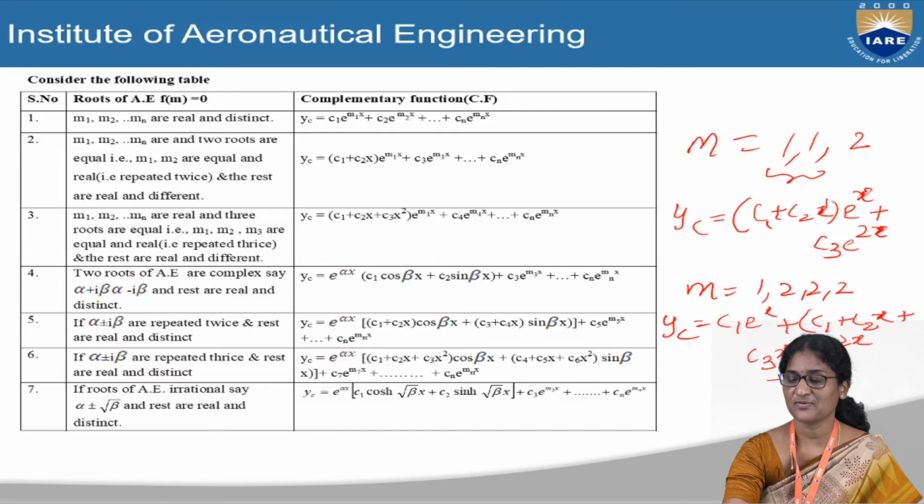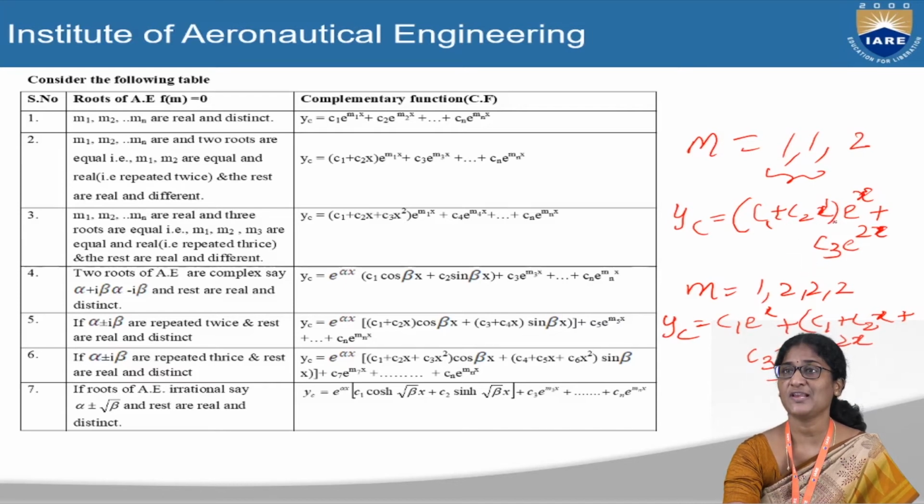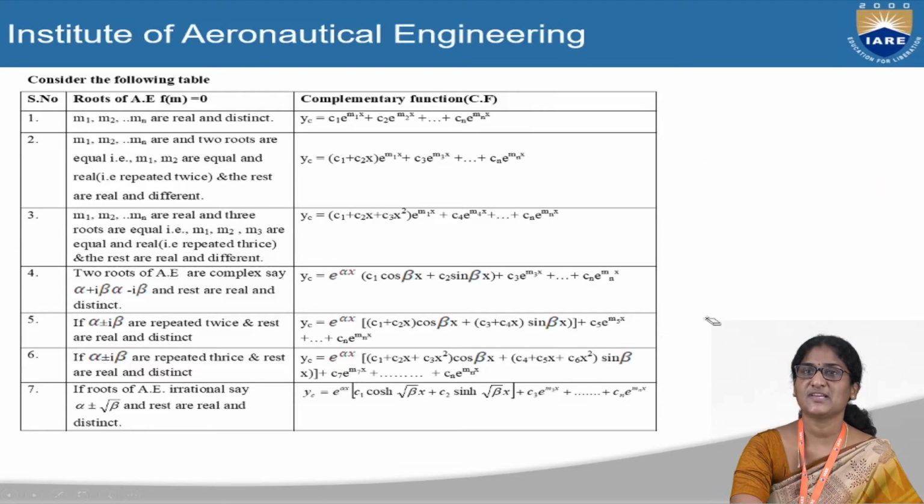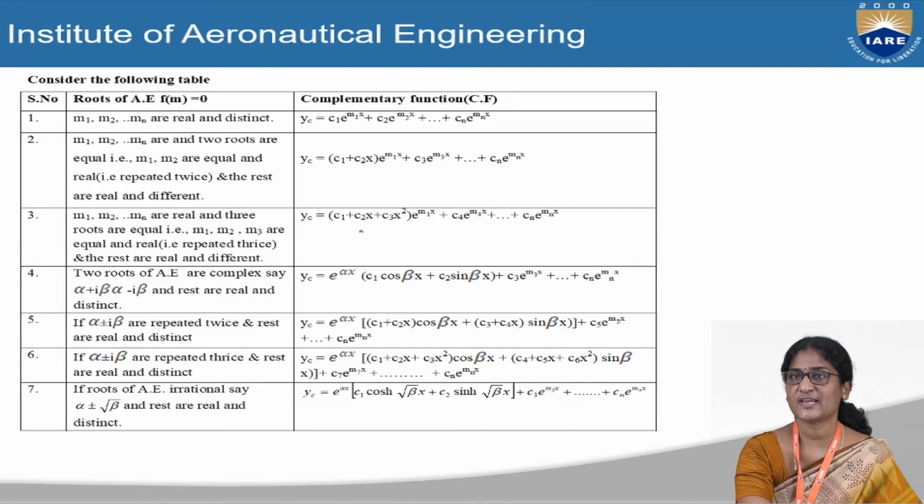Okay, as many roots as are repeating, that many x values will be binomially increasing from left to right. Now going to the third case: suppose the root is repeated thrice, then how to write the complementary function? Yc is equal to (c1 plus c2x plus c3x square) e to the power of m1x plus c4 e to the power of m4x plus, and these are all distinct roots, and these three are the repeated roots, because I've said that m1 is repeated thrice.